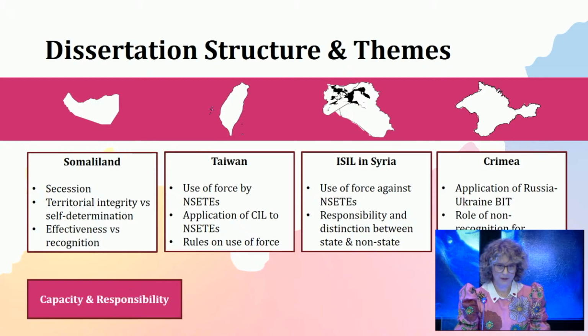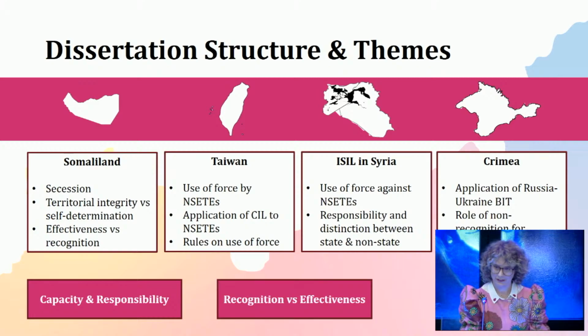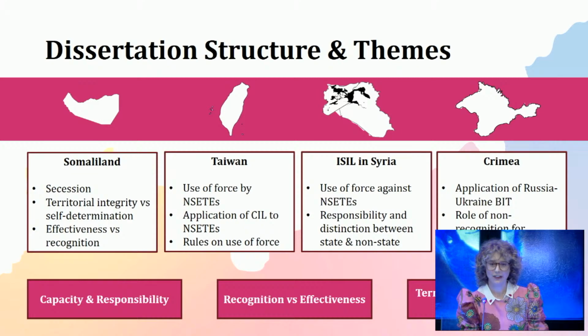So there were three key themes that sort of came out of this research. The most major one being in the title of the dissertation, capacity and responsibility. The second one with significant findings was recognition versus effectiveness. And finally, territorial integrity versus self-determination. Now, because this is just an abridged version of the thesis, I'm only going to focus on the first of these three, capacity and responsibility.